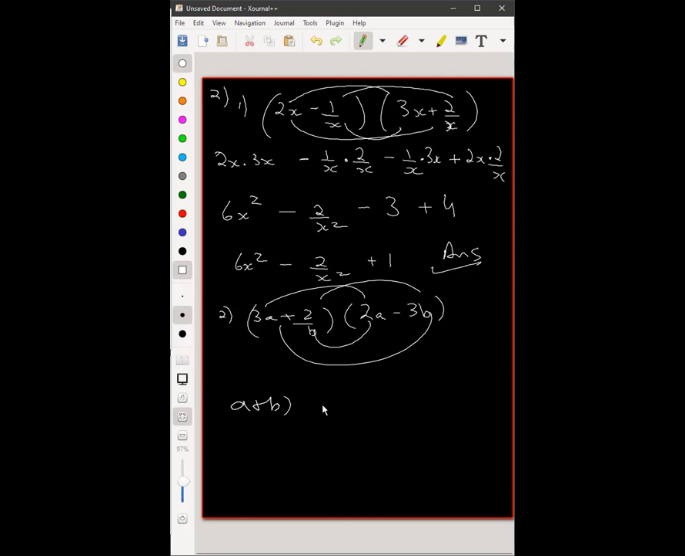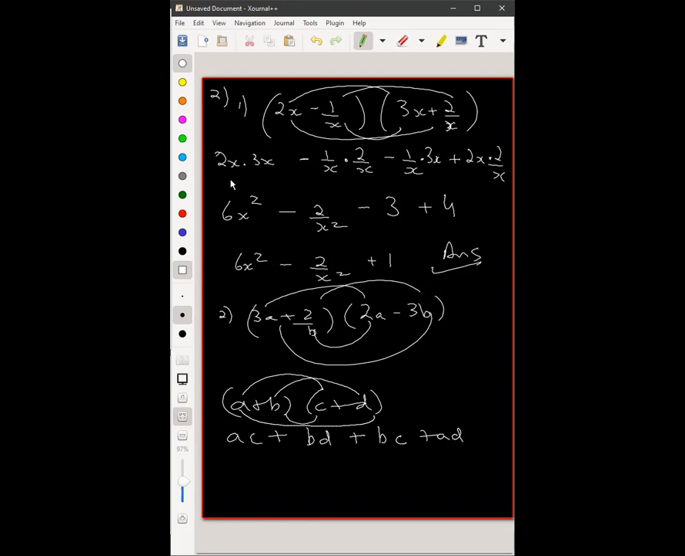(a plus b) into (c plus d). How do we solve this? We've been doing this a lot of times. This is a binomial. This is a binomial. This is the first term and second term. So we take the first term into the first term, ac, second term into the second term, plus bd. Combine the inners, plus bc. Combine the outers, plus ad. Okay, that's all what we did over here.